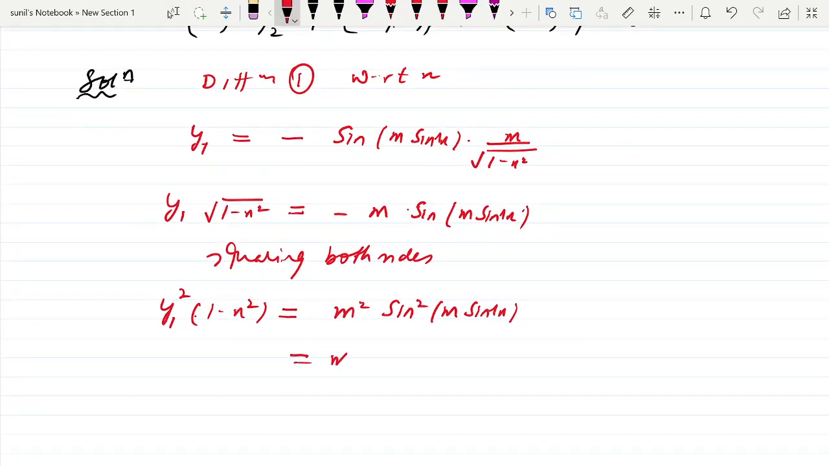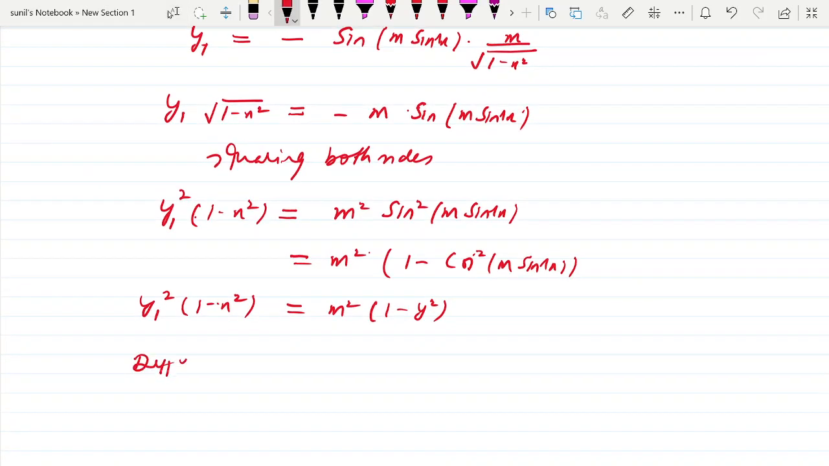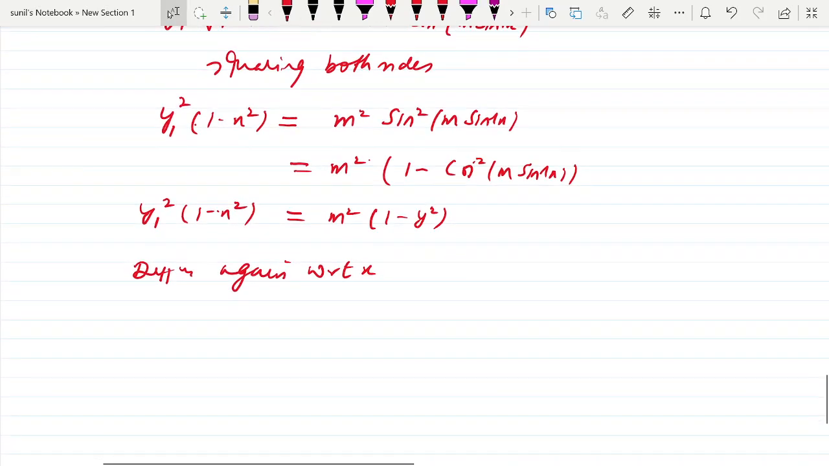I can write this as m square. My target is to again get back to y, so I can always write this as 1 minus cos square of (m sine inverse x). Now what is this term? 1 minus y square. Now differentiating again with respect to x, I will apply the product rule. This is 2 y1 into y2 (1 minus x square) minus 2x into y1 square.